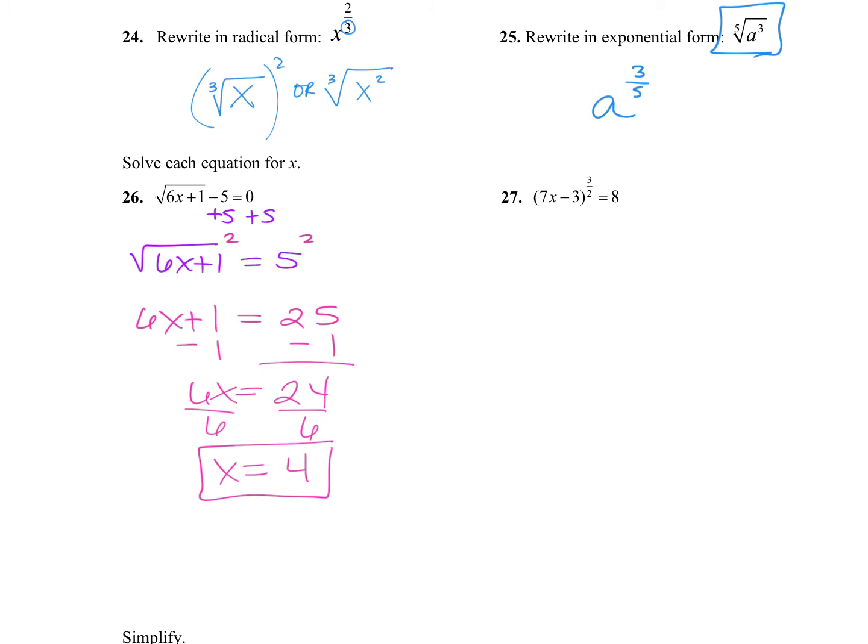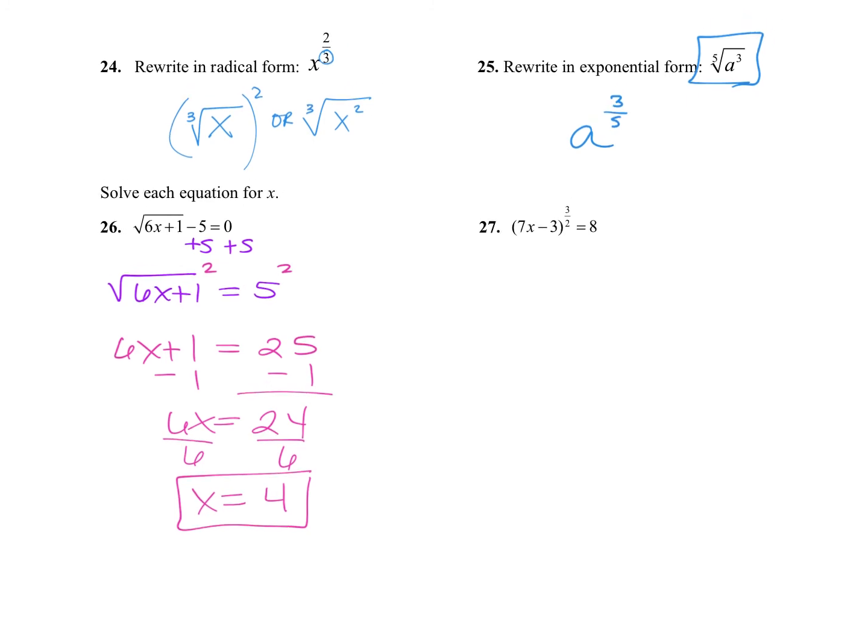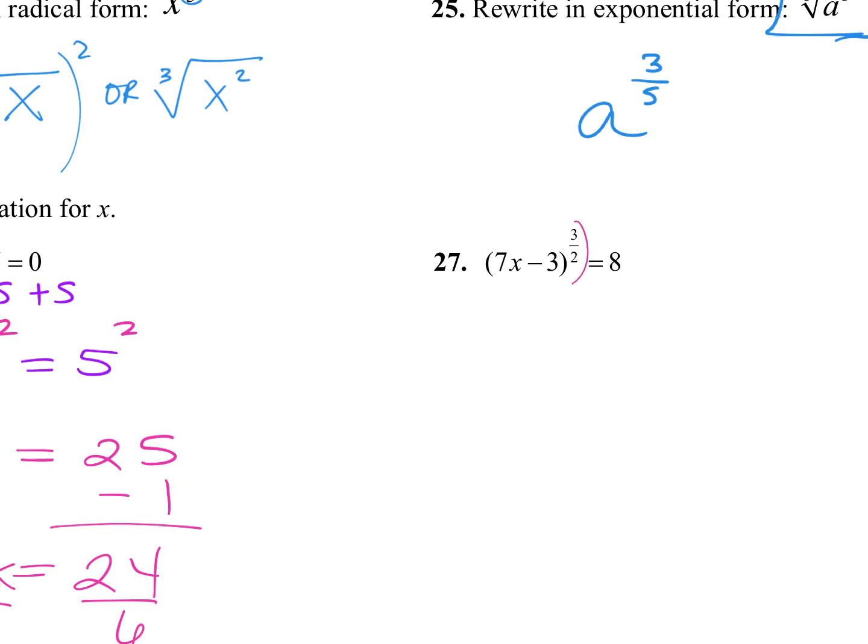27, what do you have to do with that? So we have isolated. What do you do, Jada? Yes, with both sides. Take both sides to the 2/3 power. Okay, so that gets rid of our exponent over here. So we just have 7x minus 3. What's 8 to the 2/3 power? You can plug that into your calculator. What do you get? The cube root of 8, which is 2. 2 squared is 4. And then from there, solve it.